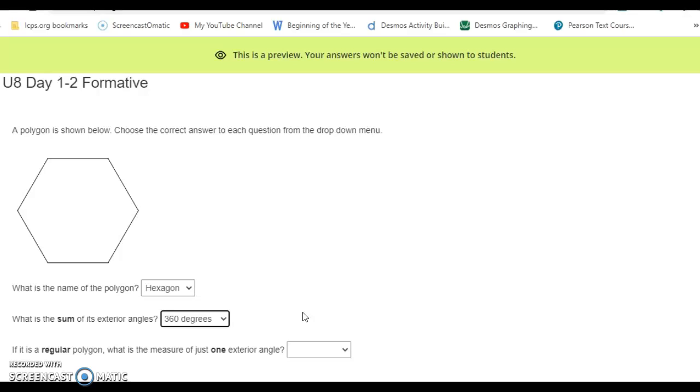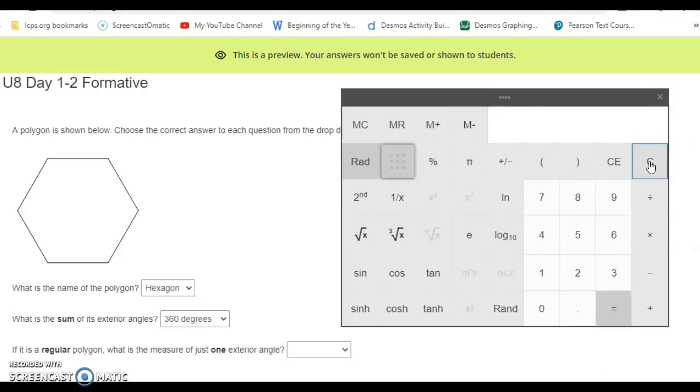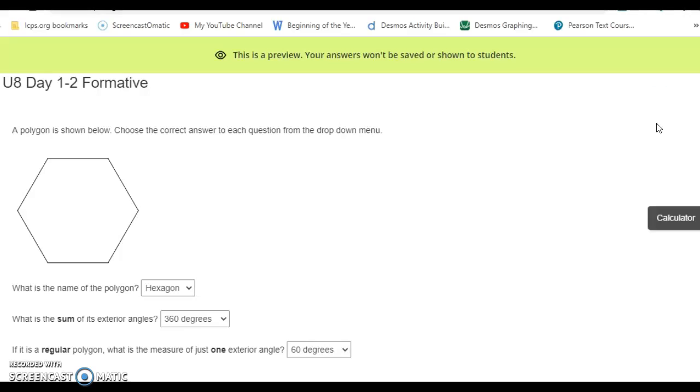If it's a regular polygon, what's the measure of just one exterior angle? Well, we just take that 360 and divide by the number of exterior angles there are. In this polygon, there are 6. So 360 divided by 6 will give you 60 degrees. You might have misread that one and done interior rather than exterior.